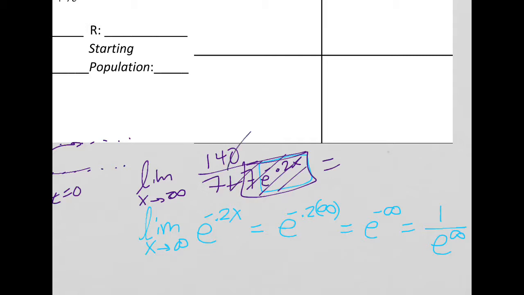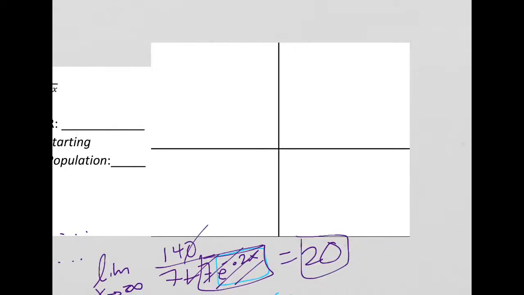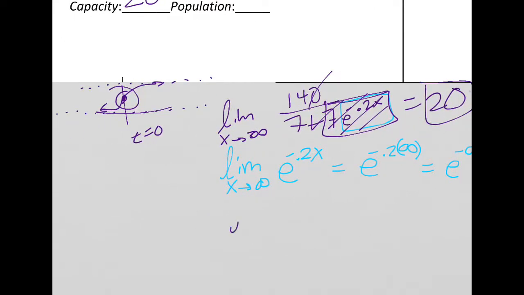Think of 14 divided by 7 is 2, but it was 140, not 14, so add that 0 back. So we know that the limiting size of this population, i.e. the carrying capacity, is 20. And we want to figure out that y-intercept there. Well, the y-intercept occurs when x is 0. So let's plug 0 into this function. y equals 140 divided by 7 plus 7e to the negative 0.2 times 0.